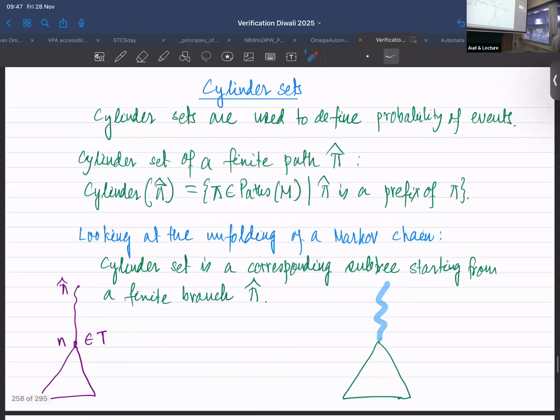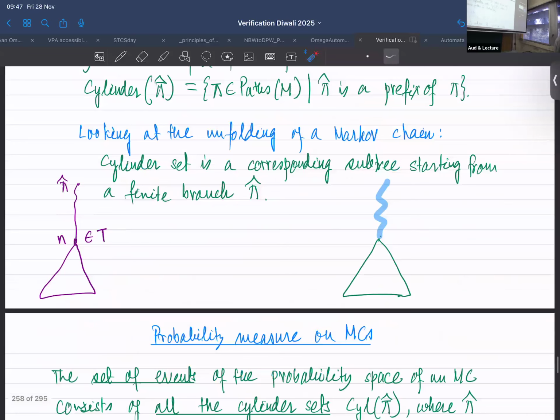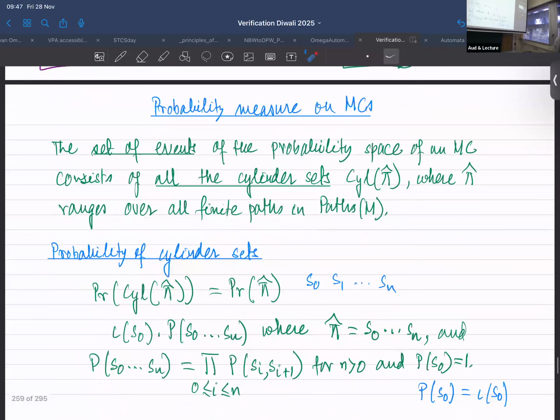For this, we can consider all the cylinders such that in m minus 1 steps you are not reaching T, but on the mth step you are reaching T. And you consider the union of all such cylinders, right? So this is just one example, but you can also talk about other kinds of events.